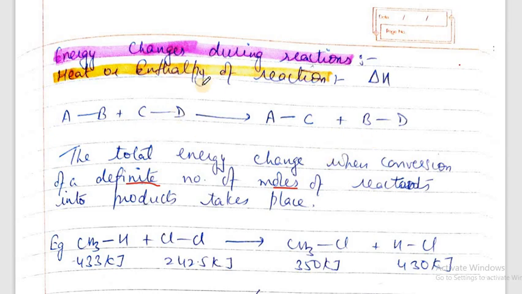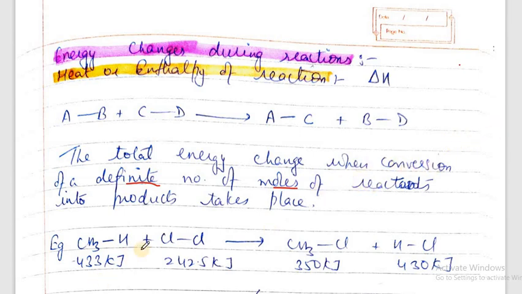So the enthalpy change, that is the total energy change during this reaction, can be negative or positive. That is, the reaction may be exothermic or endothermic. If the reaction is exothermic, energy is released and delta H will be negative, and when the energy is absorbed, then the reaction is endothermic, and in that case delta H is positive.